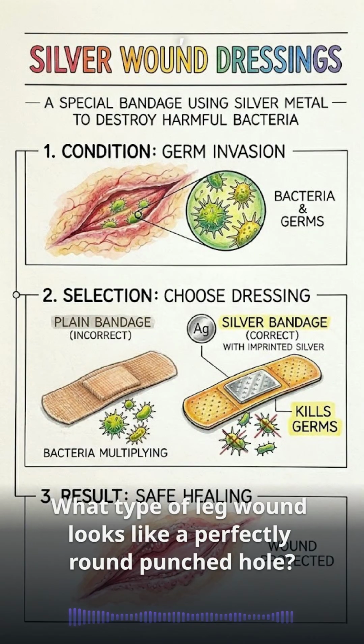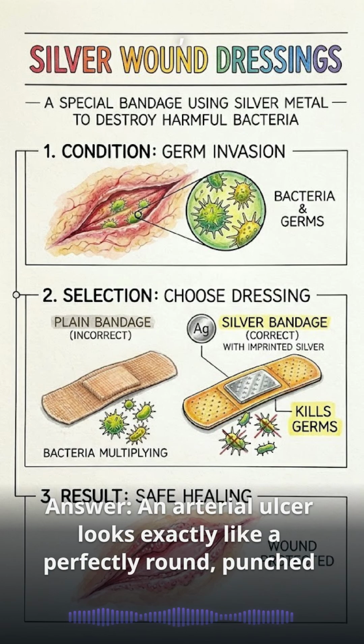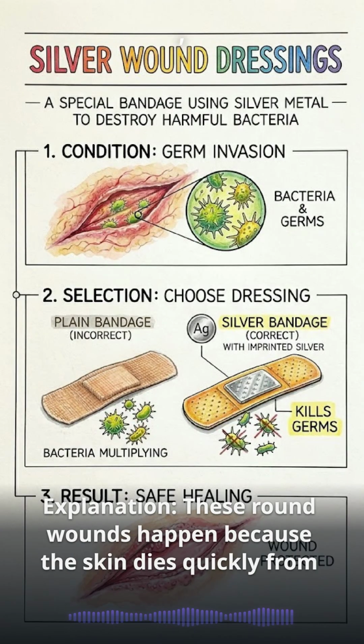20. What type of leg wound looks like a perfectly round punched hole? An arterial ulcer looks exactly like a perfectly round, punched-out hole. These round wounds happen because the skin dies quickly from lack of oxygen.